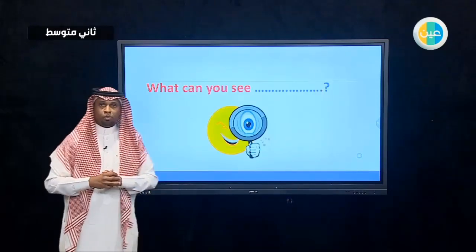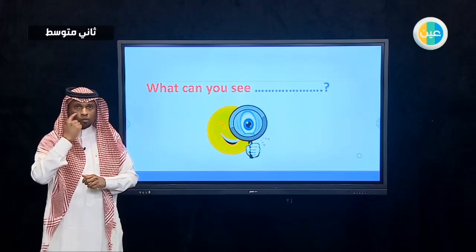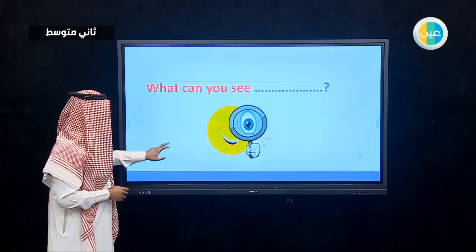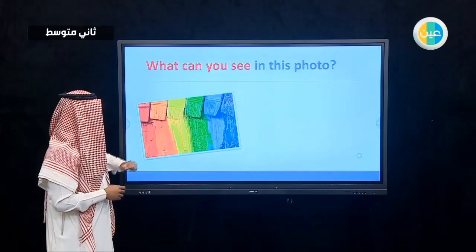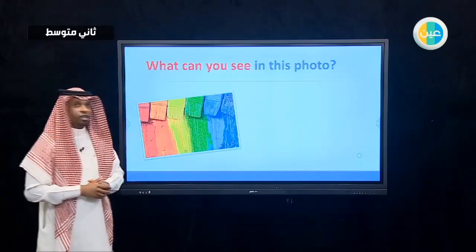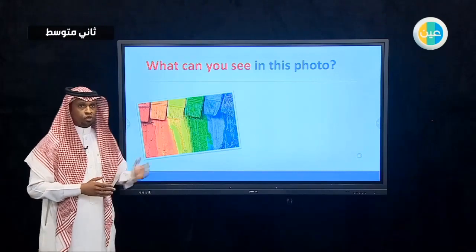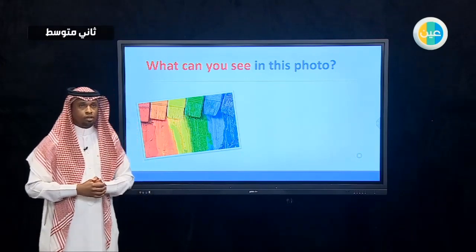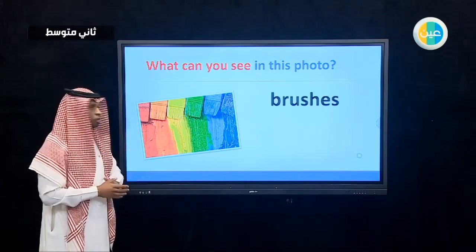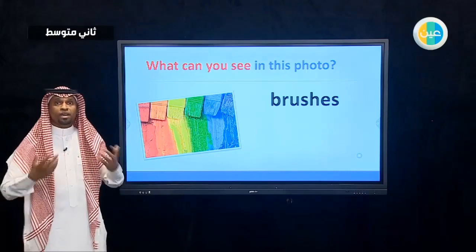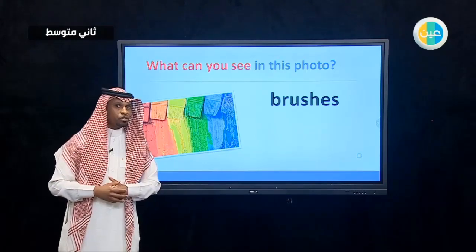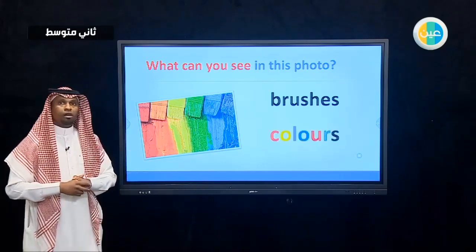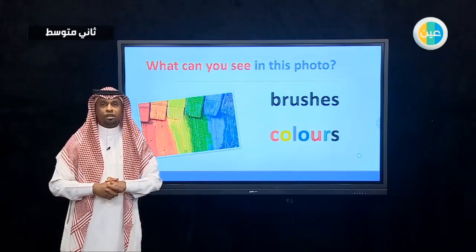And the second question will be, what can you see? Now let's move to the first picture here. What can you see in this photo? Good. Brushes. We have brushes here. Good. What else do we have? What else can you see here? Colors. Good. Colors.